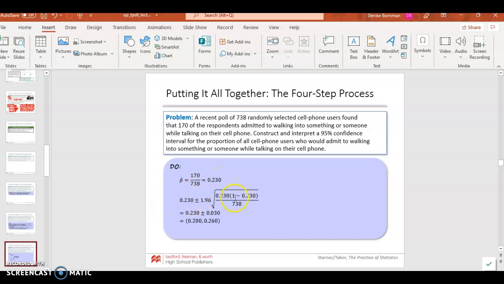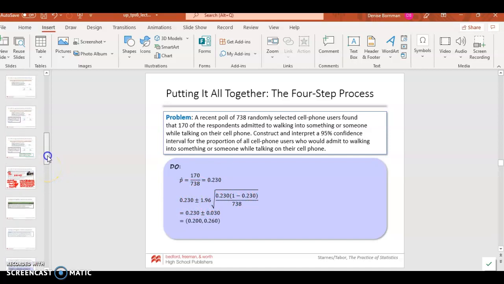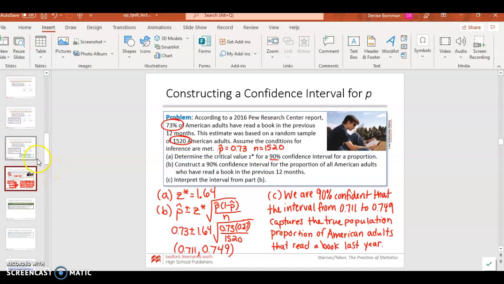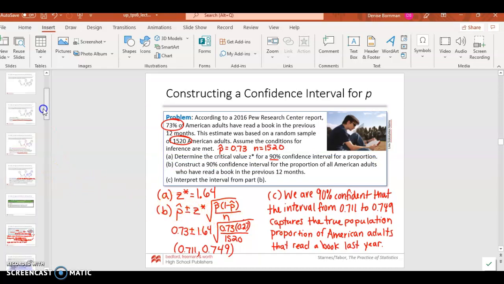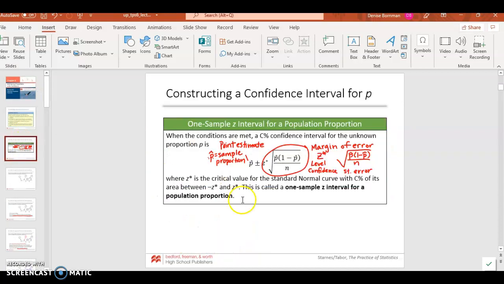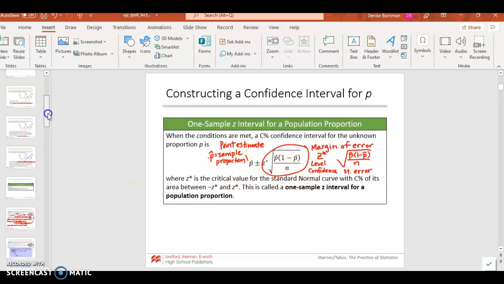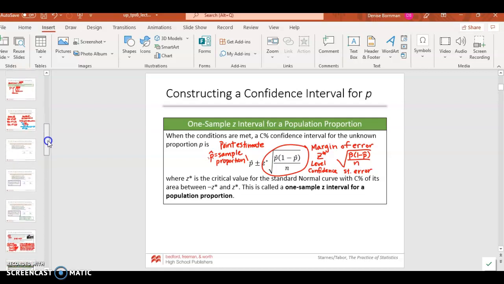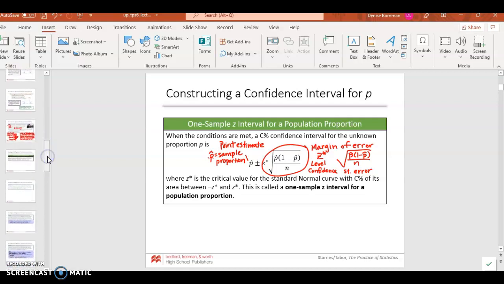My formula for confidence intervals, let me go back to that in case you haven't looked at slides 1 through 16 yet. Here's my general formula: P hat plus or minus Z star times the square root of P hat times 1 minus P hat over N. This is my general formula for confidence intervals. It's not quite on the exam sheet looking that way, so you do have to memorize that.